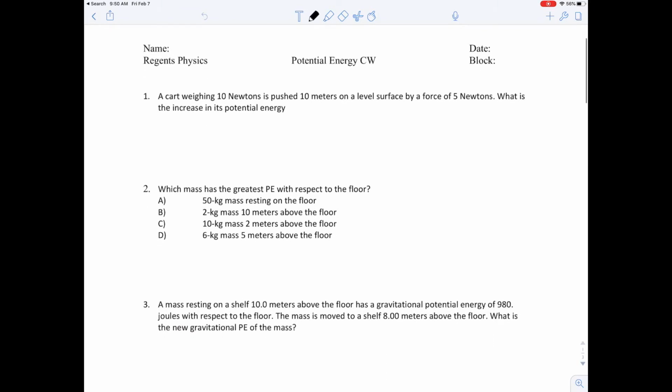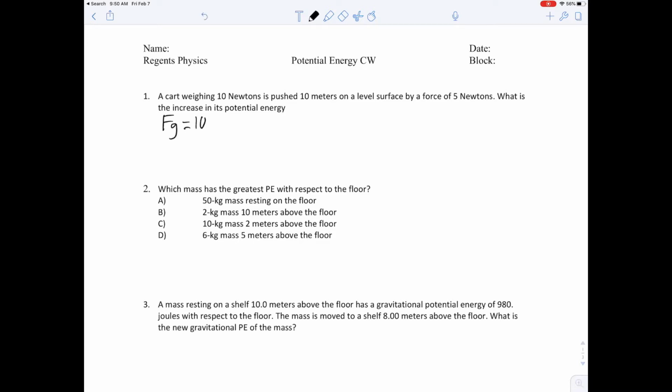Okay, let's do potential energy classwork. So as always, we start by reading the problem. A cart weighing 10 newtons is pushed 10 meters on a level surface by a force of 5 newtons. What is the increase in potential energy? There's a lot going on here, so let's just jump right in.